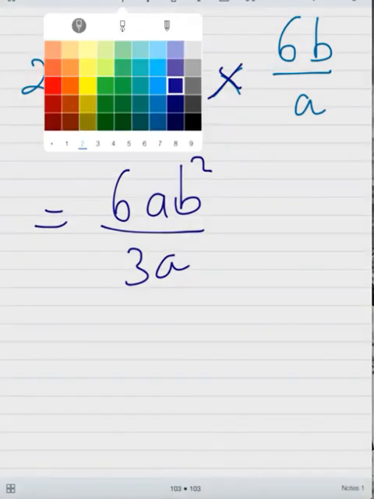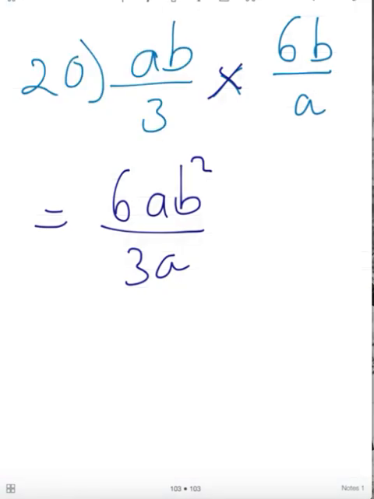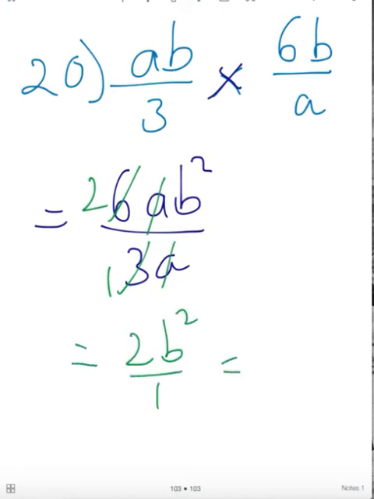And I can see we can simplify the a, the 6 and 3. That becomes a 1, and 6 divided by 3 is 2. Cross off my a's. So I'm left with 2b squared over 1, which equals 2b squared. Okay, and that is correct.